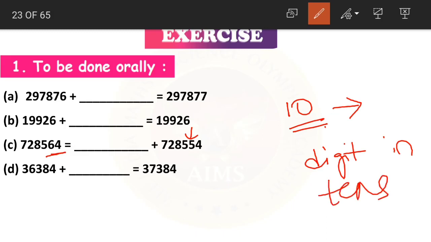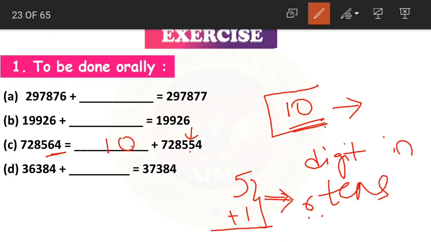The digit in tens place we had 5 here and in the sum it is 6. That is increased by 1. 5 plus 1 is equals to 6. So what should we add here? 10. Why? Because when we add 10 to a given number, then the digit in the tens place is increased by 1. Yes, again the remaining digits are same, only the digit in tens place is changing. So 5 increased by 1, so 1.